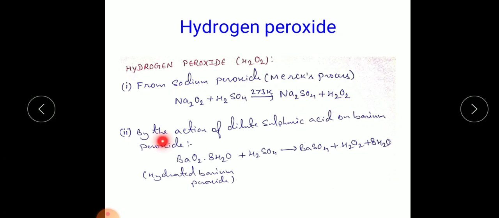And the second method is by the action of dilute sulfuric acid on barium peroxide. So when you have hydrated barium peroxide treated with sulfuric acid, it forms barium sulfate, hydrogen peroxide, and water. So by these two methods, we can prepare hydrogen peroxide.